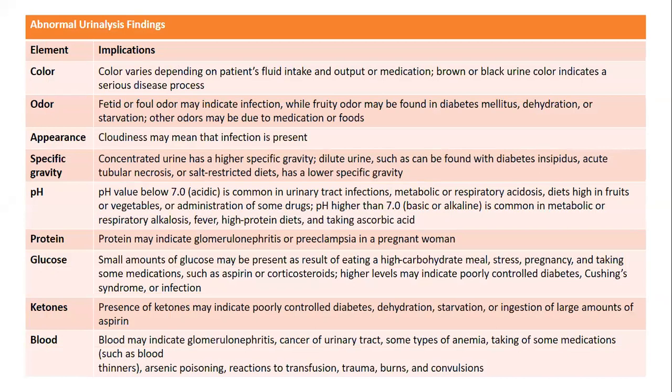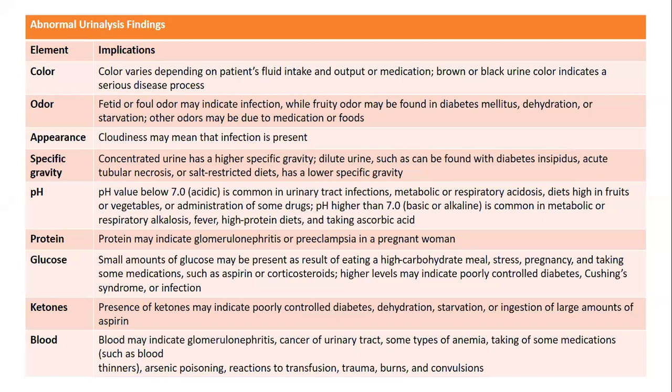Abnormal urinalysis findings. Color varies depending on the patient, fluid intake and output, or medication. Brown or black urine color indicates a serious disease process, while red color suggests hematuria or some drugs. Odor: a fetid or foul odor may indicate infection, while a fruity odor may be found in diabetes mellitus, dehydration, or starvation. Other odors may be due to medication or foods.